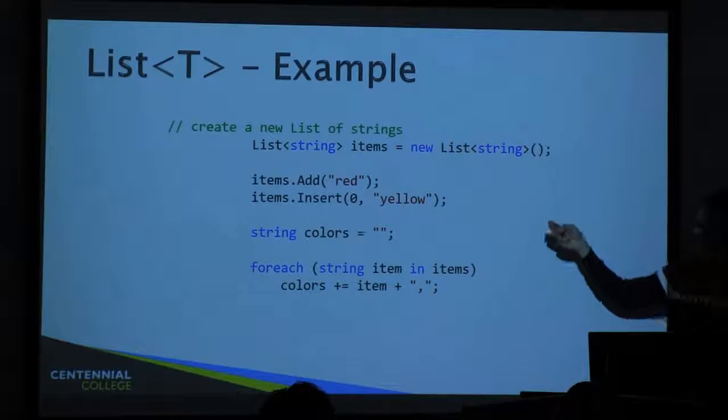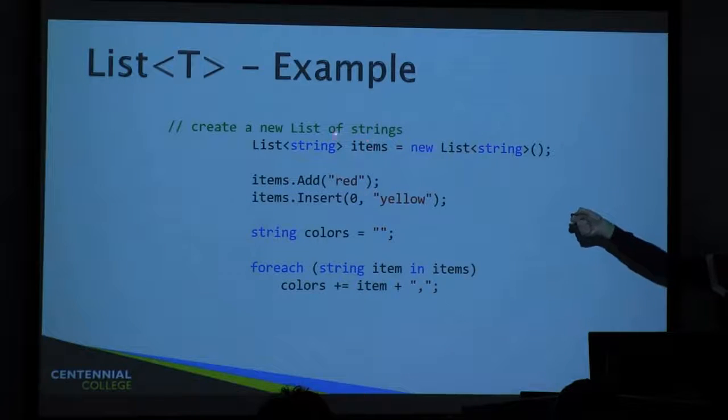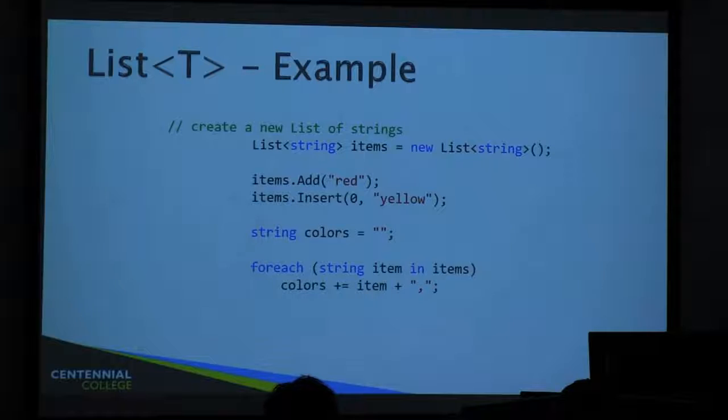Okay? So again, we have add, insert, we have remove, a bunch of methods that we're going to be looking at in a second. And then I can loop through the items. I just declared here a string called colors, and I can say for each string item, I'm calling the string item, in items, the collection. Do this, just loop through, and return the item for me. So I'm returning a string, and I'm just accumulating here inside colors. Okay, very simple syntax.